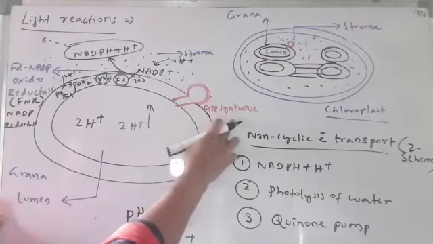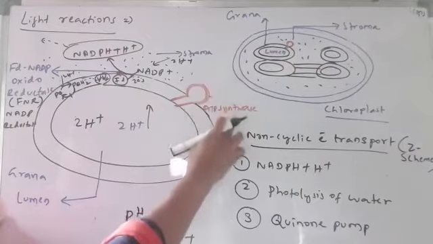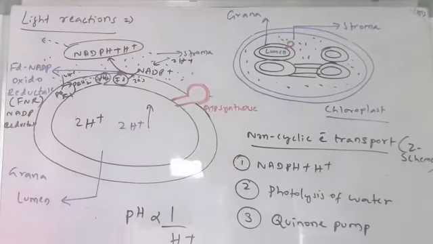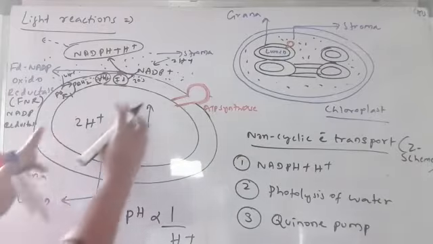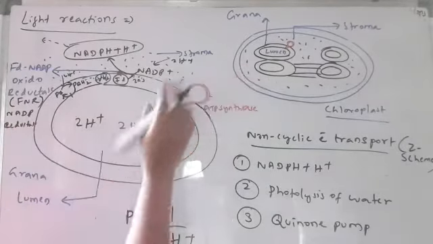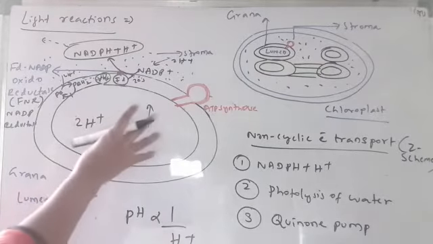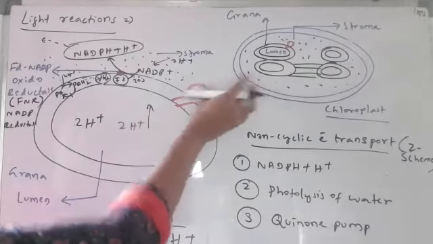Fewer protons means the pH is more basic, outside the grana, in the stroma. Now this is the current situation. A concentration gradient has formed: more protons inside, fewer protons outside. What always happens in nature is that any molecule or ion or substance moves from high concentration to low concentration.